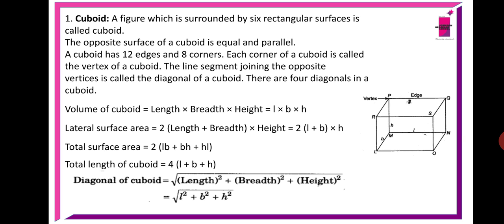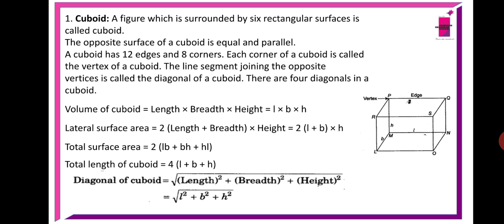For any basic solid shape, we have 2 surfaces. One is called the lateral surface area. The other one is the total surface area. Lateral surface area of a cuboid includes only the 4 walls, the area of 4 walls. For example, you are in a room. If you consider the 4 walls, it is called the lateral surface of a cuboid, which does not include the top and bottom.